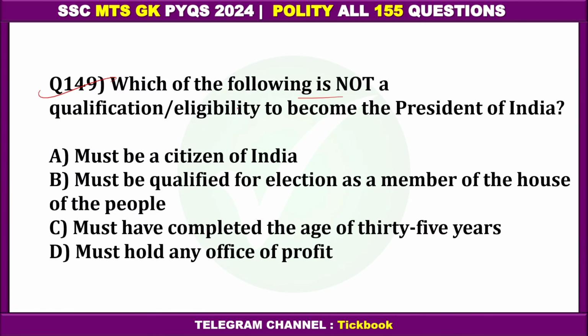149. Which of the following is not a qualification or eligibility to become the President of India? Must be a citizen of India, is right. Must be qualified for election as a member of the House of the People, is also right. Option number D is not correct. Must hold any office of profit. To not hold any office of profit. Okay. Option number D is the correct answer.